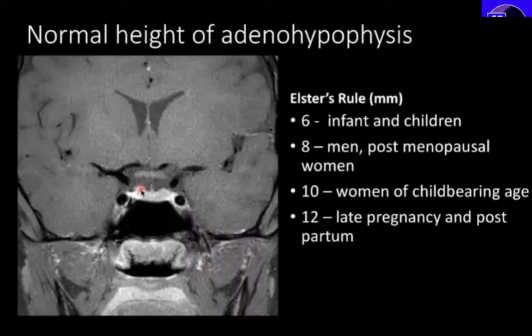The normal height of the adenohypophysis is typically measured on the coronal images. Here we are seeing the superiorly concave border of the adenohypophysis, which is the normal variant. Elster's rule is very well known. In infants and children, the height should not be more than 6 millimeters. In men and postmenopausal women, it should be 8 millimeters. In women, it is slightly larger, up to 10 millimeters. And in late pregnancy and in the immediate postpartum period, it may be still further enlarged physiologically. That can be up to 12 millimeters in height.